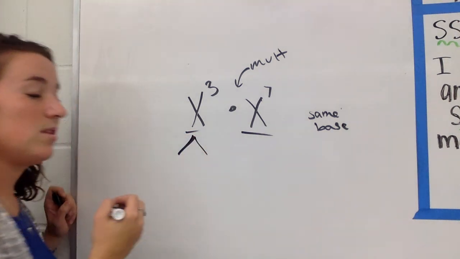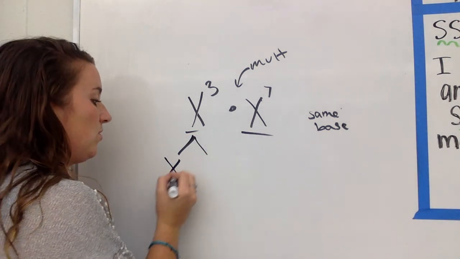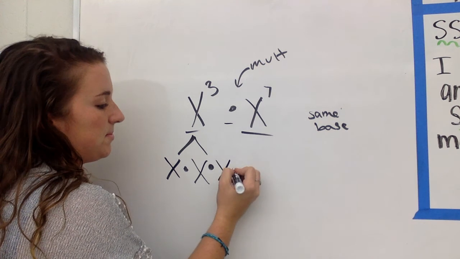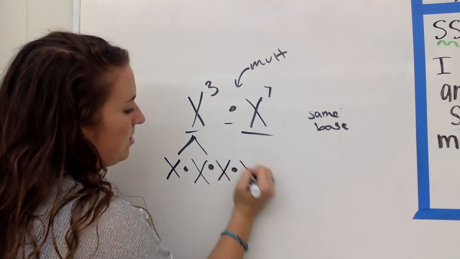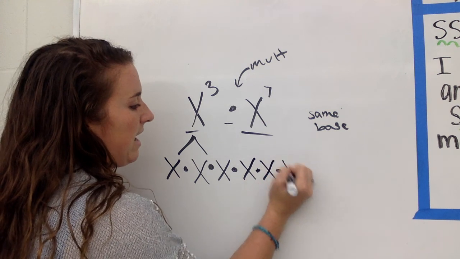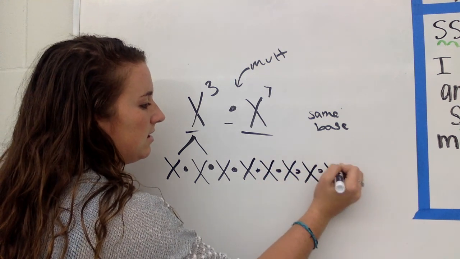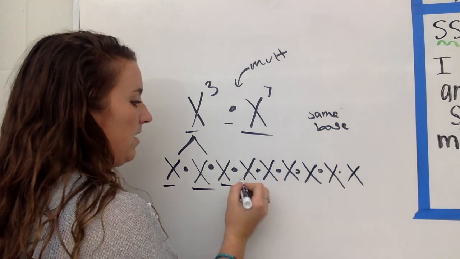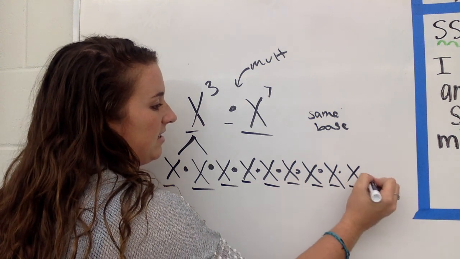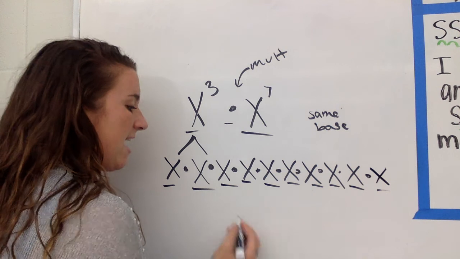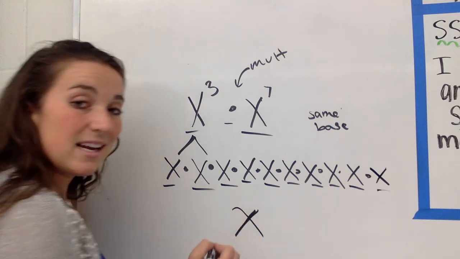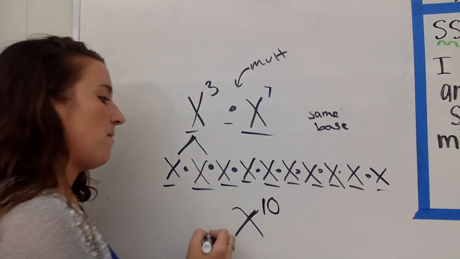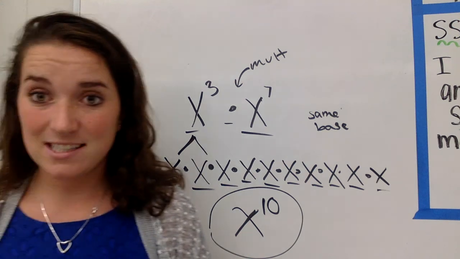So x cubed, do this on your paper, breaks up into x times x times x. Bring down my multiplication sign. My x to the 7th power is x 7 times. So now altogether I have 1, 2, 3, 4, 5, 6, 7, 8, 9. Forgot to expand it one more time. 10 x's. So my base is still x, and it's being multiplied by itself 10 times. So my simplified version is x to the 10th power.